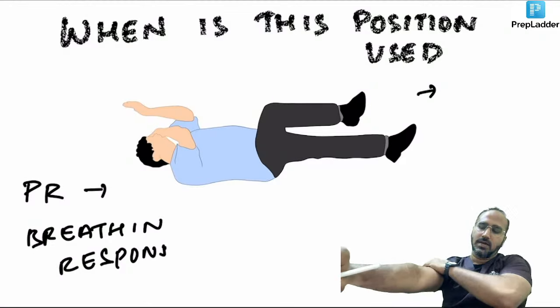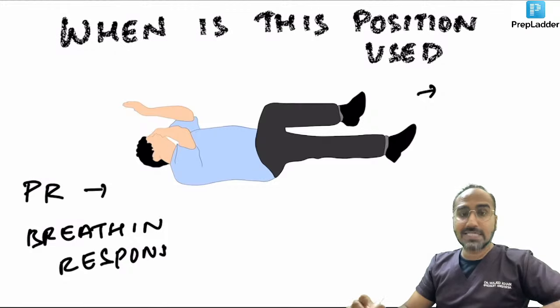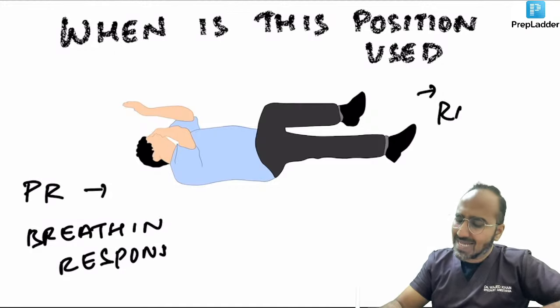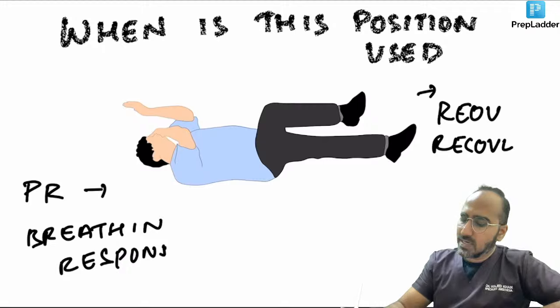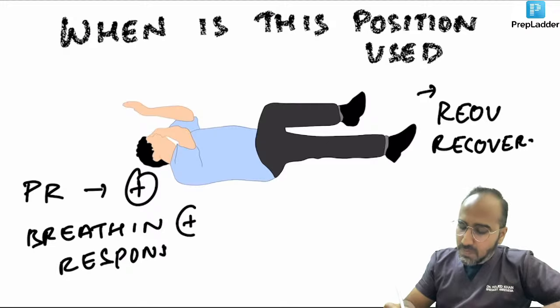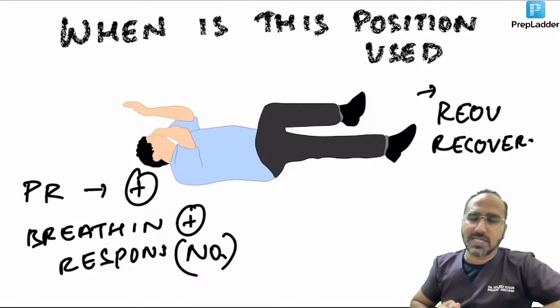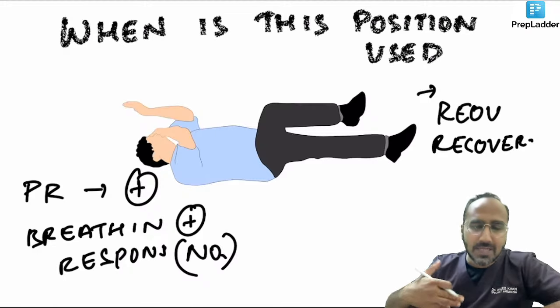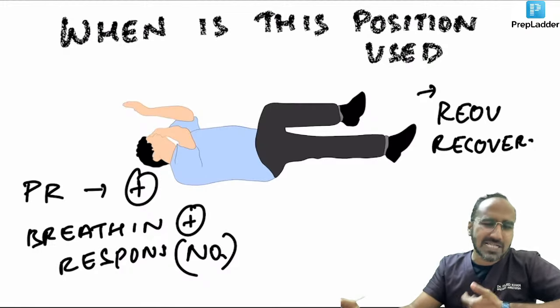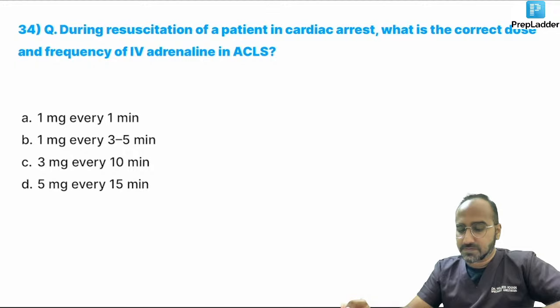Now guys, what is this? When is this position used? First of all, what is this position? This is called a recovery position. And when do you use this recovery position, guys? If the patient is having pulse, if there is breathing, but he is not responsive. That means the patient is having pulse and breathing, but he is unconscious. You put the patient in recovery position so that he does not aspirate the contents and all. Okay, this is called a recovery position.